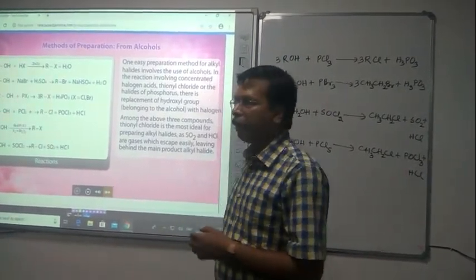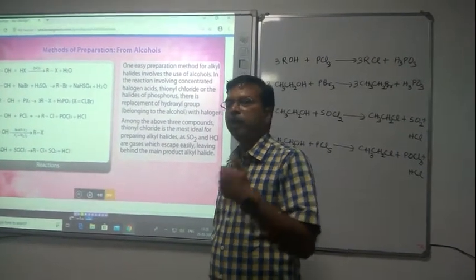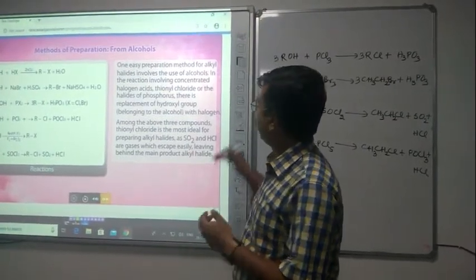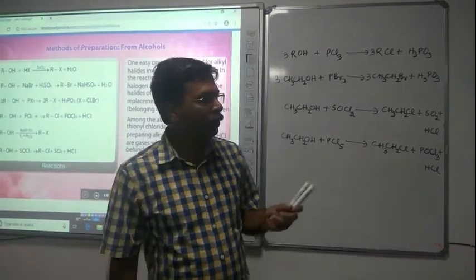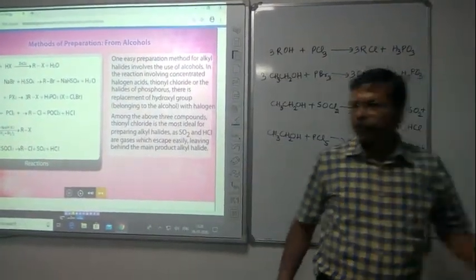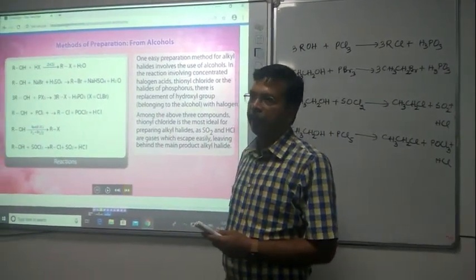Because the byproducts are escapable gases or gaseous byproducts which can be easily separated out. Understood? So this is from alcohol, and I have told you another very important thing. On the basis of reactivity, we will come to the reactivity of alcohol now. How the three types of alcohol, primary, secondary and tertiary alcohol, differ in their reactivity.